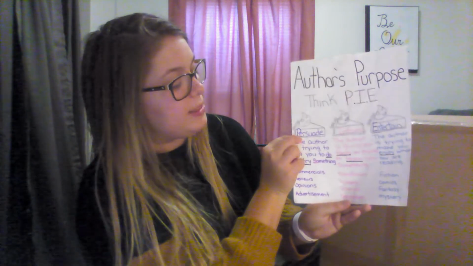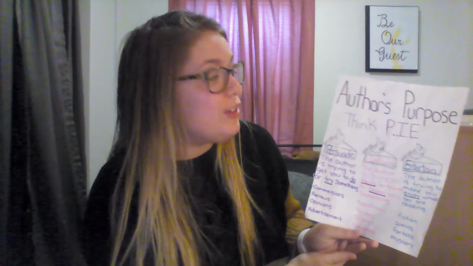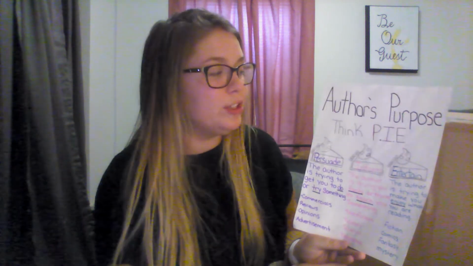So, there are three main purposes the author is writing, and if everyone can look up here at our anchor chart, we have persuade, inform, and entertain. So, if you notice, it says it's a P, I, and E, and that spells pie. So, whenever you're trying to think of author's purpose, you can just think pie to help you remember author's purpose.